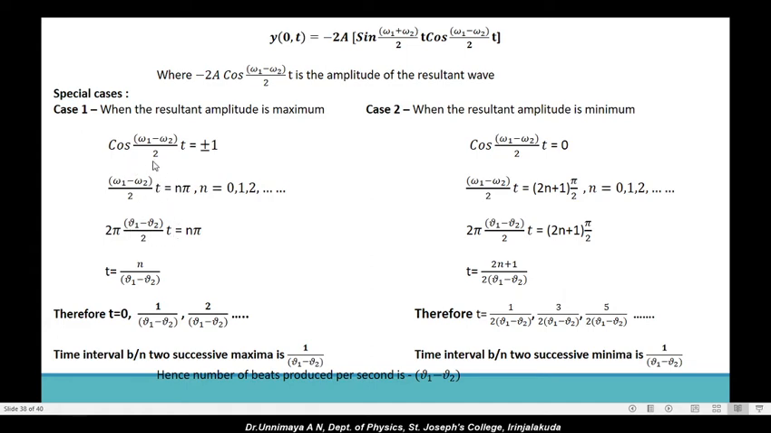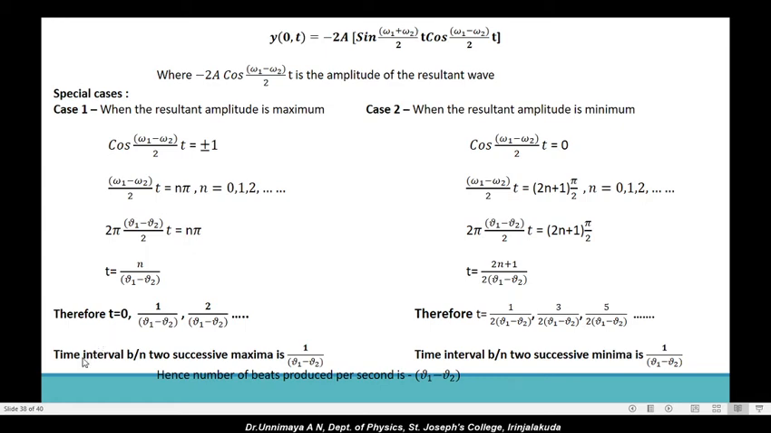Now represent omega in terms of nu, that is 2 pi into (nu1 minus nu2) by 2 into t is equal to n pi. From that, t can be represented as t is equal to n by (nu1 minus nu2). Now substitute the values for n, 0, 1, 2, etc. So first value is n is equal to 0, then t is equal to 0. The next value n is equal to 1, then t becomes 1 by (nu1 minus nu2). The next value n is equal to 2, then t becomes 2 by (nu1 minus nu2), and so on. So the values of t will be 0, 1 by (nu1 minus nu2), 2 by (nu1 minus nu2), 3 by (nu1 minus nu2), like that it goes on.